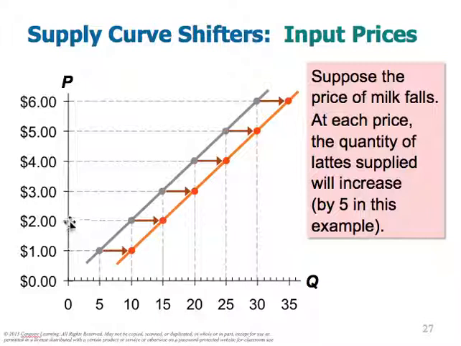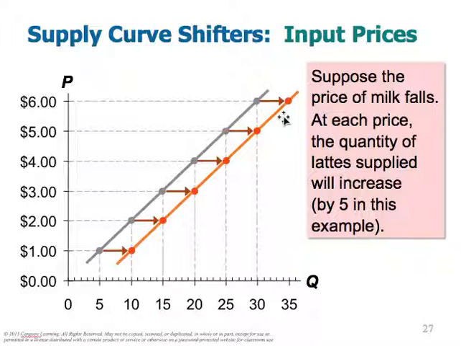Initially, if the price was $2, producers like Starbucks or Jitters were willing to sell 10 lattes, but now because the price of milk has fallen, it has become cheaper to produce lattes. So Starbucks and Jitters are willing to sell more lattes at the same price. So instead of selling 10 lattes, they're willing to sell 15 lattes in this case. So you get all these different points for all different prices. You join these points together, and you get a new supply curve. In this particular case, this orange upward sloping curve is the new supply curve when the input prices fall.